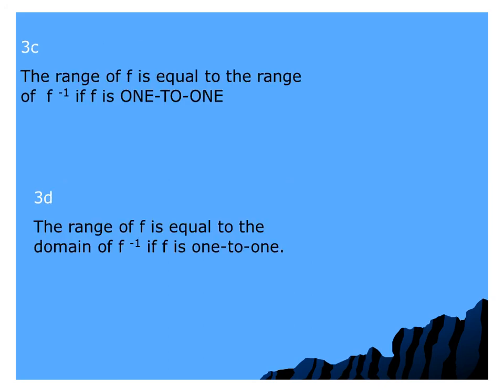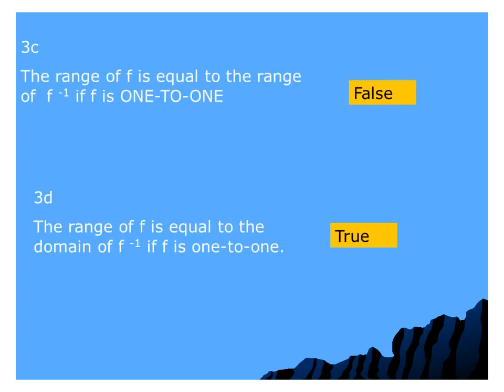More questions. The range of f is equal to the range of its inverse if f is a one-to-one relation. The range of f is equal to the domain of the inverse if f is a one-to-one relation. This is false. The range of f is equal to the range of its inverse in a one-to-one is not true. The range of f is equal to the domain of its inverse is true.